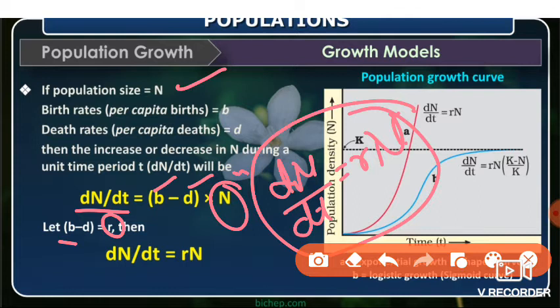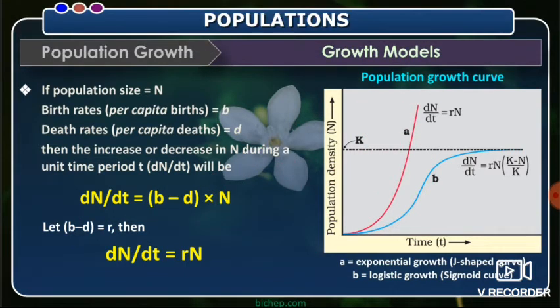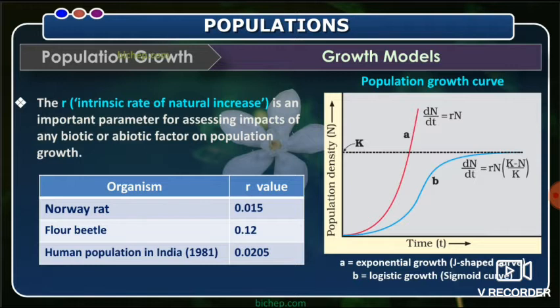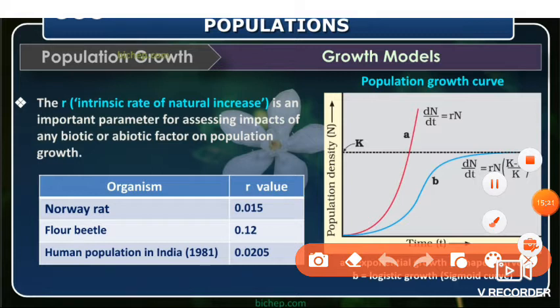This graph and everything we'll discuss later, it will come next. Here, what does the r indicate? r is the intrinsic rate of natural increase. It means the internal capacity of an organism. That is r, the intrinsic rate of natural increase.